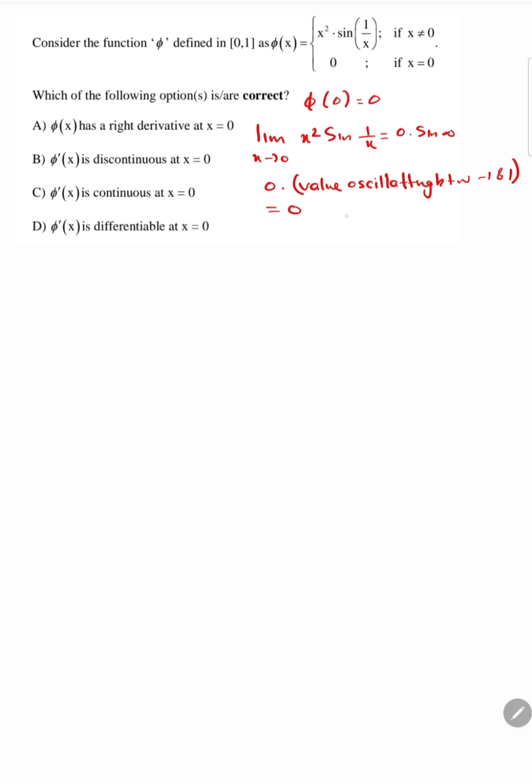So what can you say? Phi of 0 and the limit as x tends to 0 of phi of x are both the same. So we can say that phi of x is continuous at x equal to 0. Now what is the next step? We need to check the differentiability of this function. So let us find phi dash x. In order to find phi dash x at 0, I should go with RHD as well as LHD.